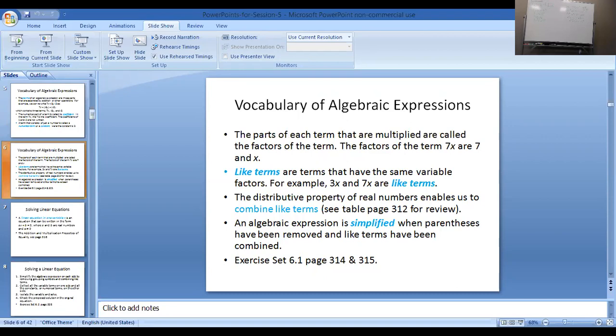The distributive property is very important. If you have A times parentheses B plus C, it's the same as AB plus AC. All right?